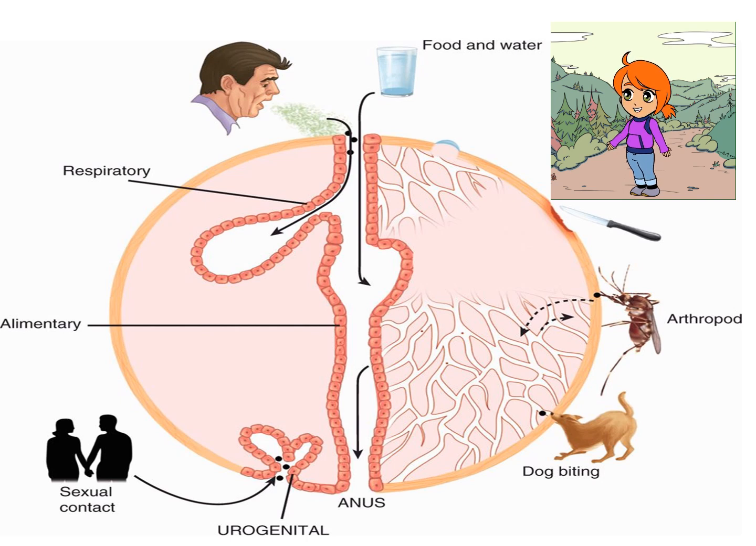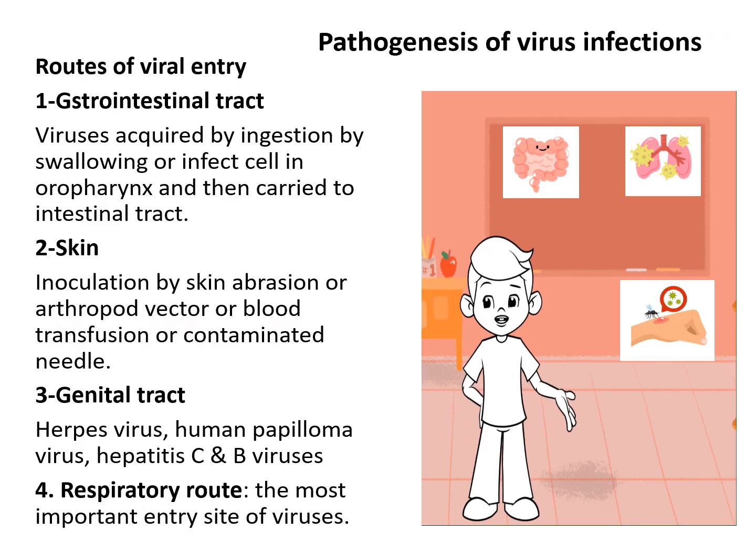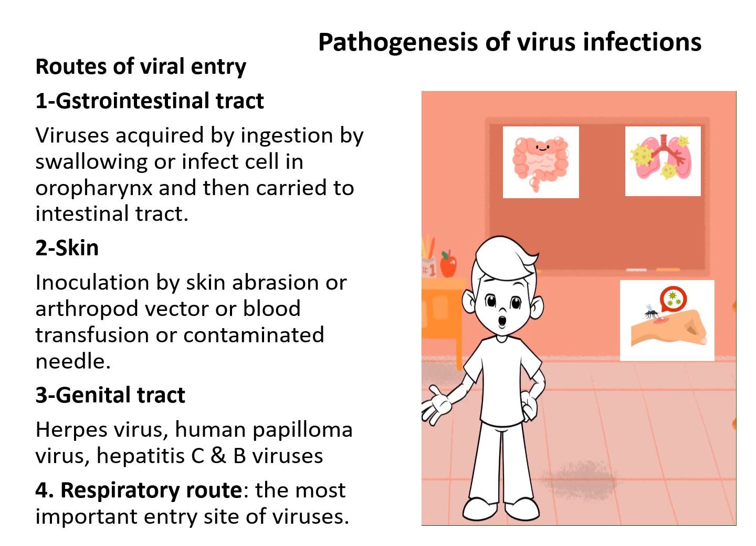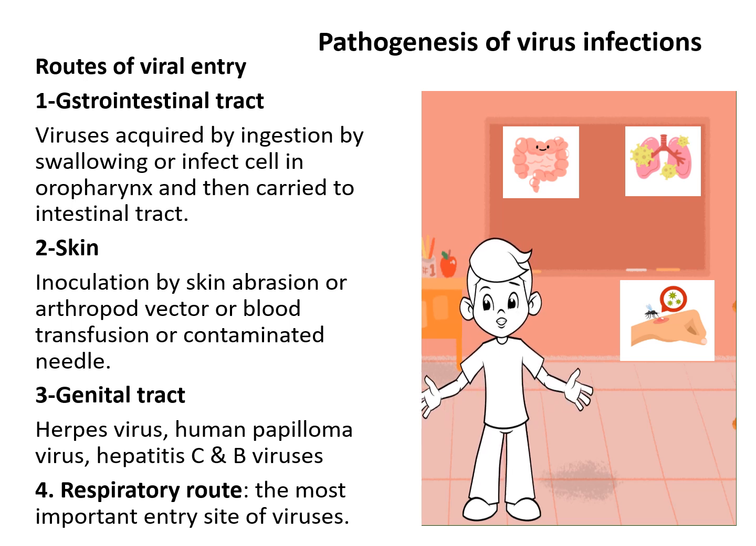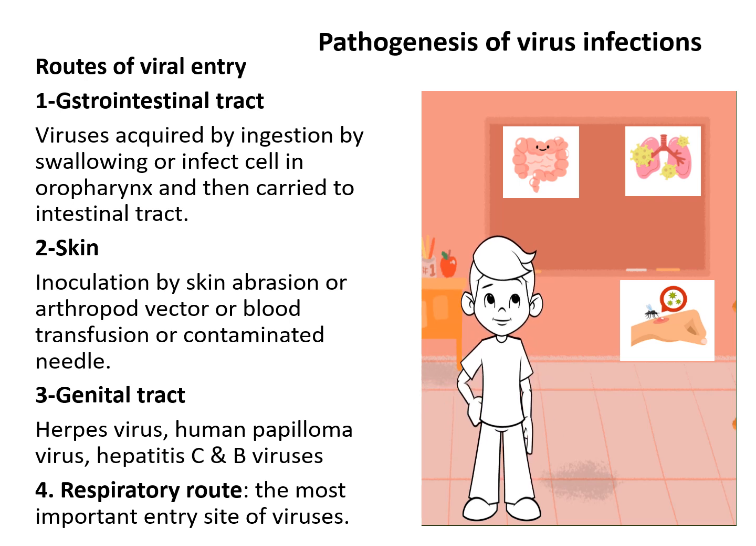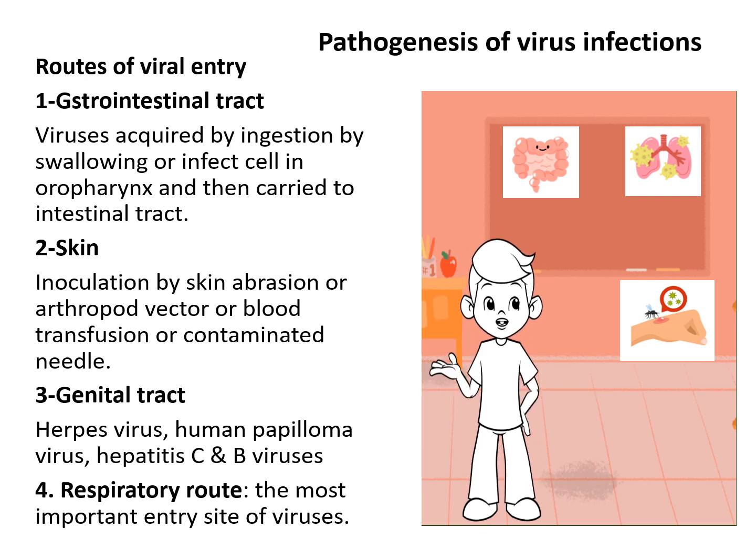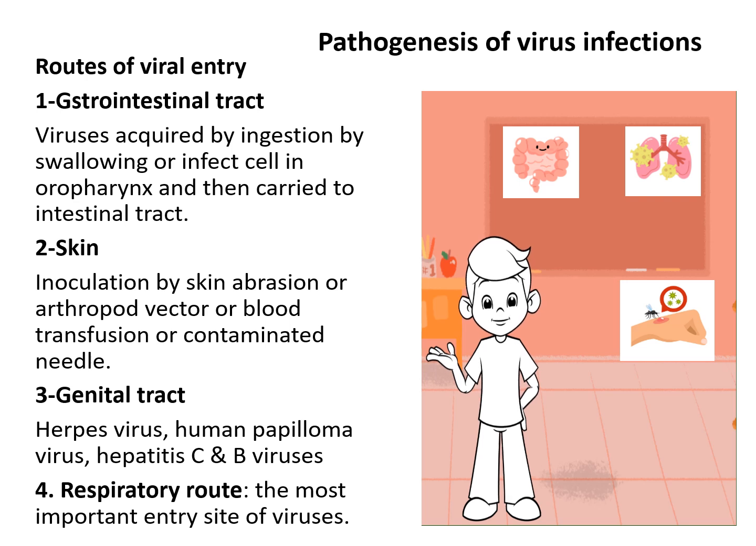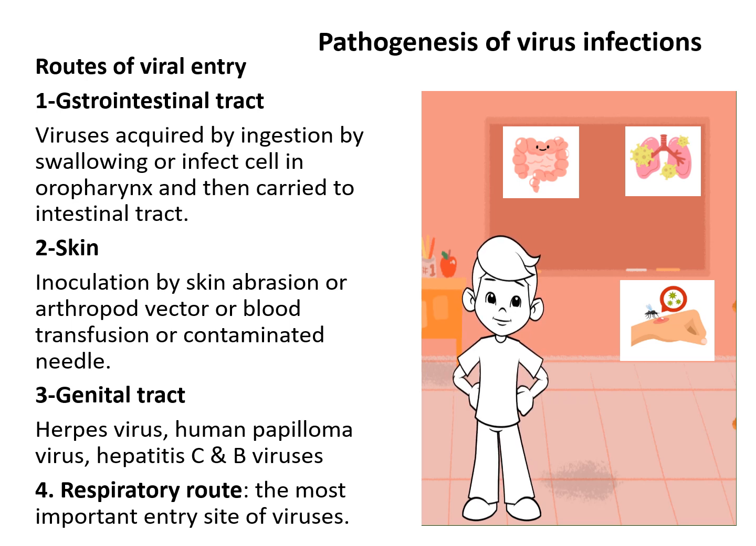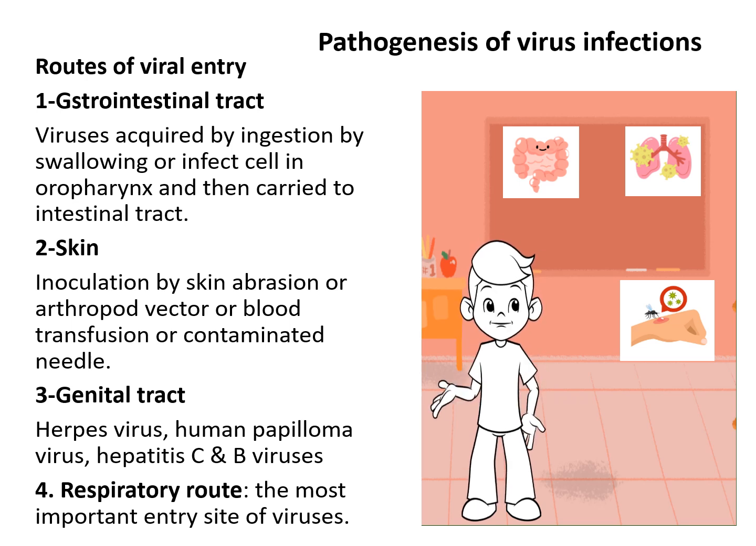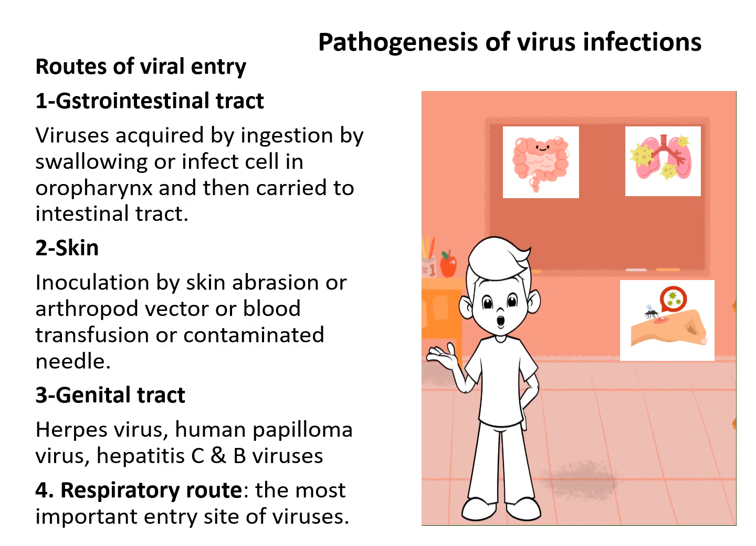Let me talk about the mode of transmission. Pathogenesis of viral infection. Routes of viral entry. 1. Gastrointestinal tract. Viruses acquired by ingestion, by swallowing or infecting cells in the oropharynx, and then carried to the intestinal tract. 2. Skin. Inoculation by skin abrasion, arthropod vector, blood transfusion, or contaminated needle. 3. Genital tract. Herpes virus, human papillomavirus, hepatitis C and B viruses. 4. Respiratory route. The most important entry site of viruses.